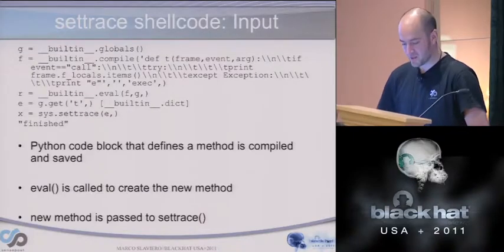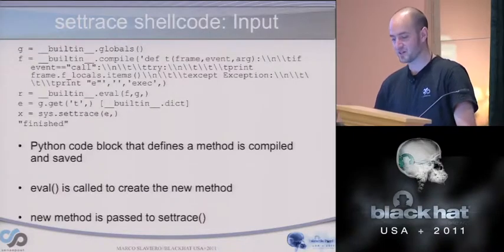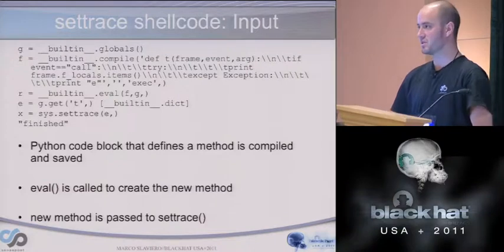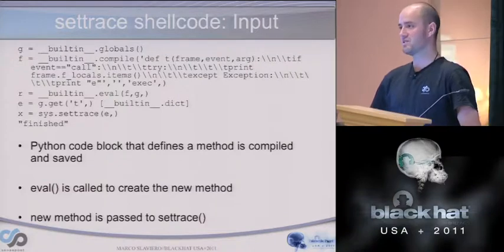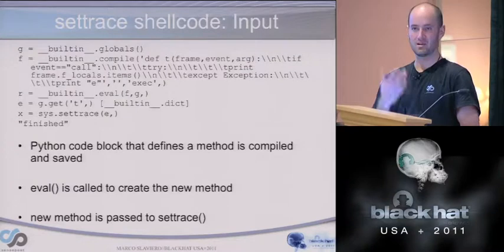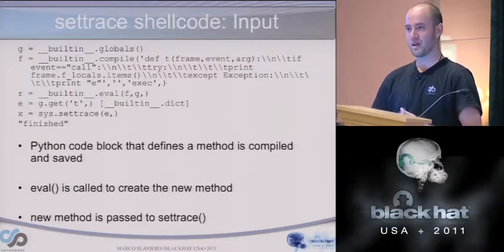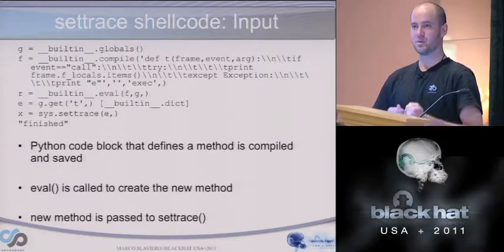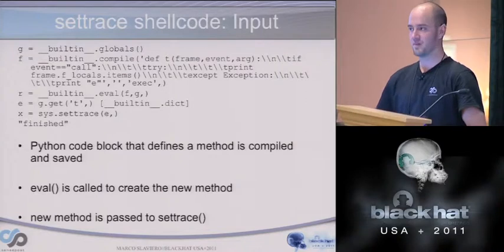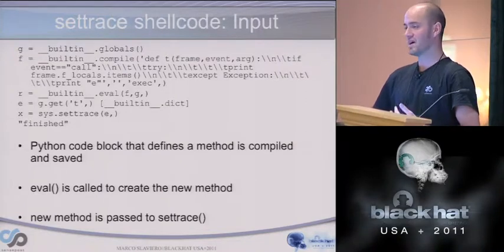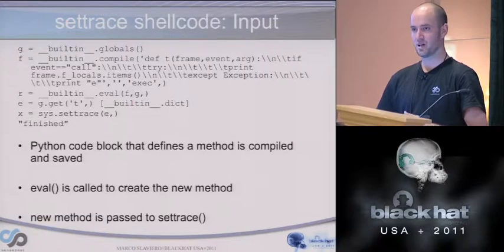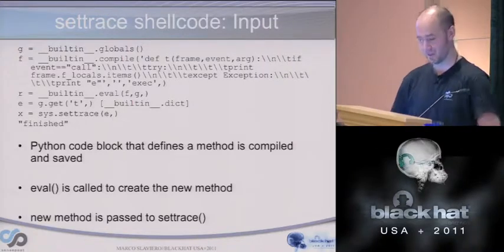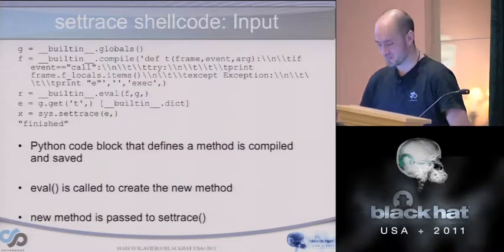Then the next demo that I want to talk about is setTrace. setTrace is a debug function within Python. It allows you to specify a method that gets called on every line that gets run, or in every method that gets executed. In other words, it's for implementing debuggers. Now what we can do is combine our eval shellcode with a piece of Python that creates this debug hook. And this is where it gets kind of sexy.